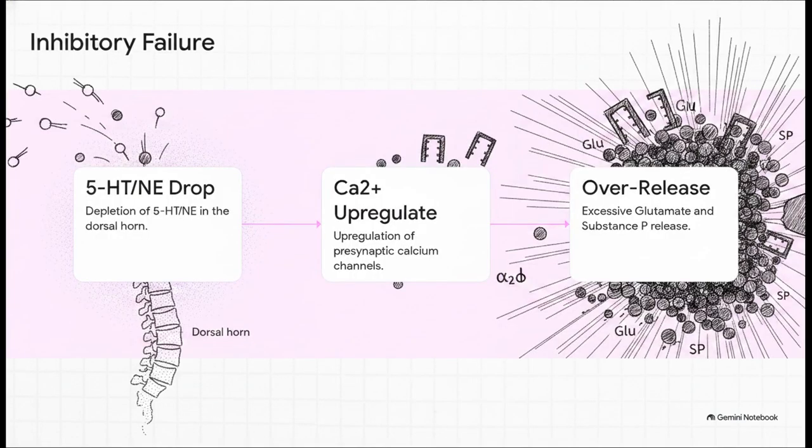So what's actually happening biologically? It's a neurobiological cascade called descending inhibitory failure and central sensitization. In step 1, we see a critical depletion of serotonin and norepinephrine, 5-HT and NE, specifically down in the dorsal horn of the spinal cord. Because the brain can no longer inhibit incoming signals, step 2 kicks in. The nervous system actually upregulates presynaptic voltage-gated calcium channels, specifically the alpha-2 delta subunit. And this structural change directly forces step 3, which is a massive, totally unregulated release of excitatory neurotransmitters, specifically glutamate and substance P. The sensory gates are just stuck wide open.